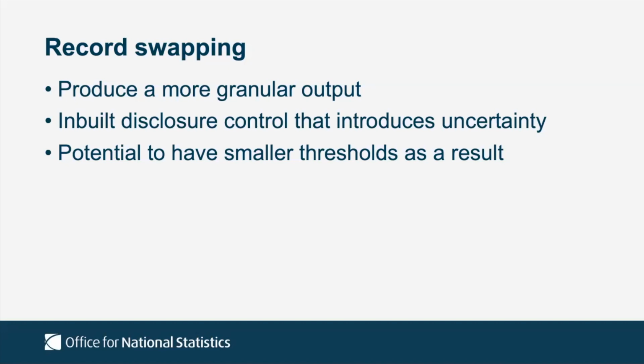It also has that inbuilt disclosure control, which introduces uncertainty, which my colleagues who are in charge of that like, because while we do our best to keep things where they should be, by building this into the way the algorithm works, there's always going to be a little bit of uncertainty whether the numbers you're seeing truly reflect where people are, which potentially enables smaller thresholds as a result.